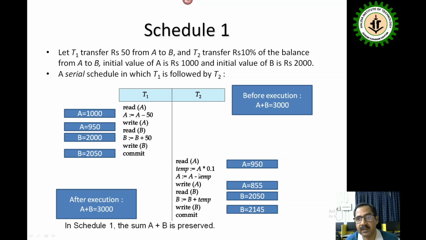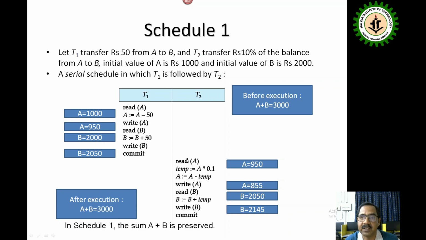So it takes some temporary variable. This is the computational steps. And after finishing the computational steps, T2 performs write operations on data item A. So A minus 10%, that means after debited from account holder A, the balance is write A equals to rupees 850.